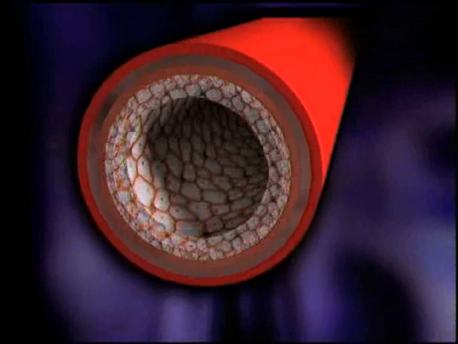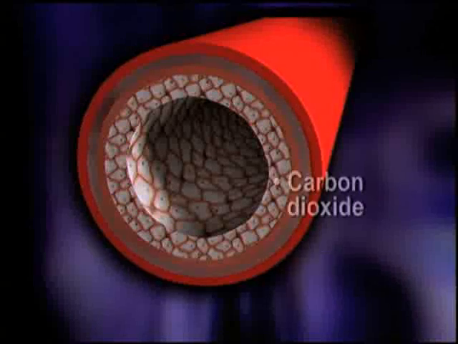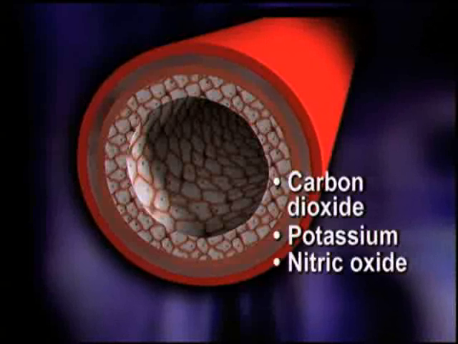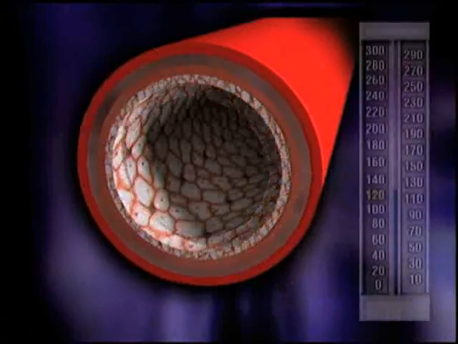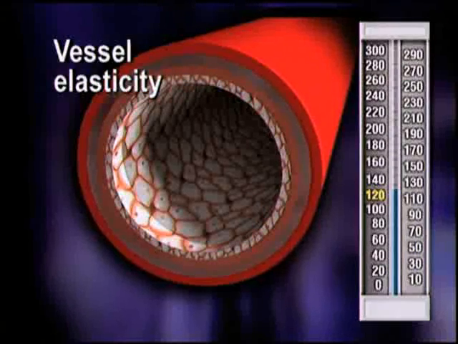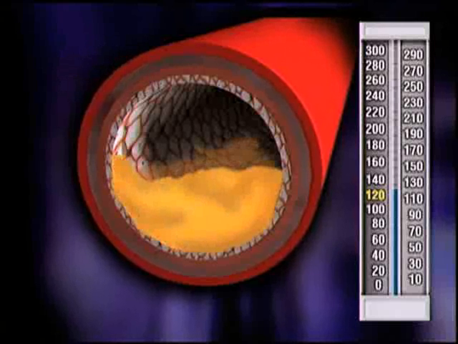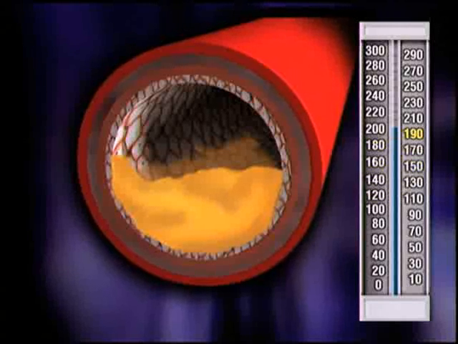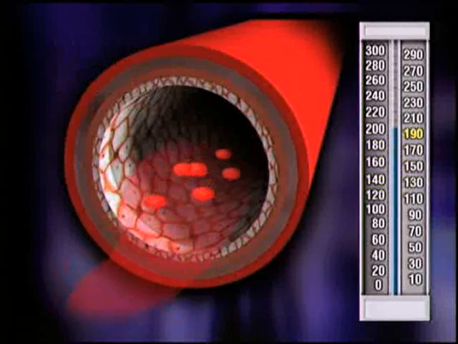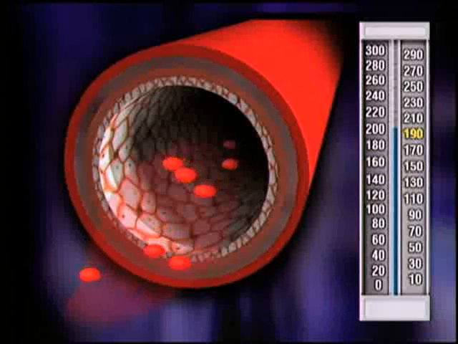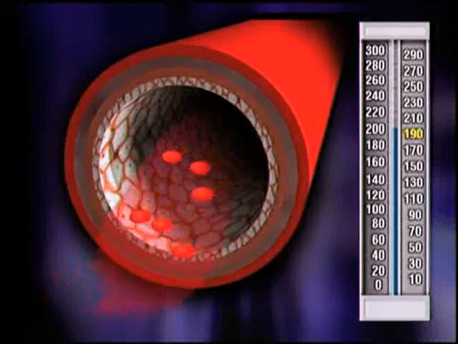Vessel diameter also can increase when chemicals in the blood such as carbon dioxide, potassium, nitric oxide, and hydrogen cause the arteries to dilate. Decreased vessel elasticity occurs when atherosclerosis stiffens and blocks the arteries. Because they no longer stretch easily, the arteries can't expand to accommodate increased blood volume, and this elevates the blood pressure. Increased blood viscosity also causes the blood pressure to rise. This occurs when the hematocrit is abnormally high, as in polycythemia vera and other disorders.